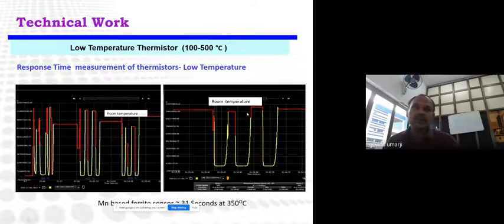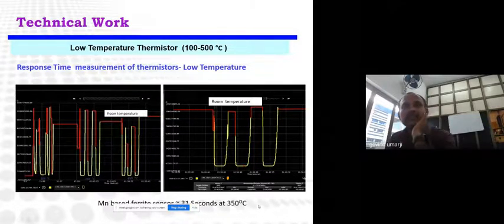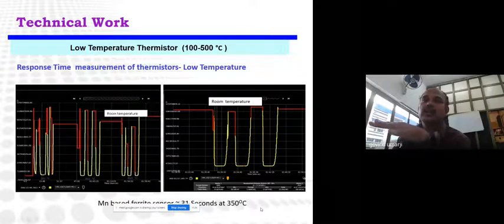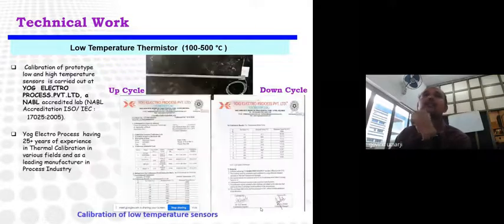The top side is room temperature. We measure the response at 350 degrees Celsius, starting from room temperature. And what we observe is that this thermistor is responsive in approximately 31 seconds. Within 30 seconds, it shows the response time of this thermistor.